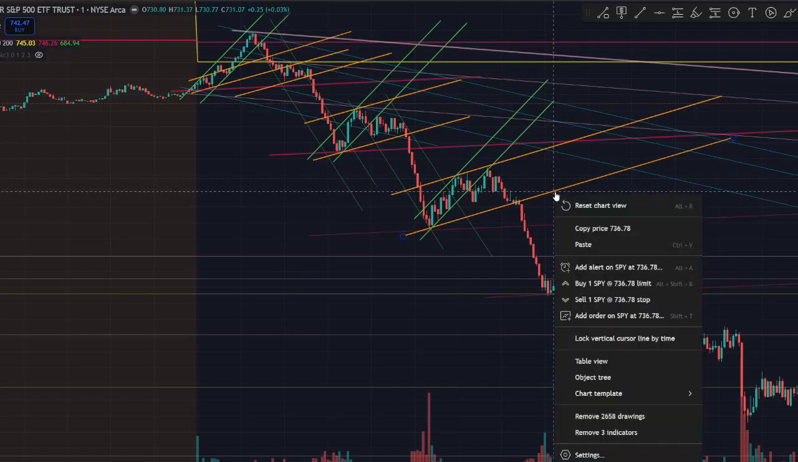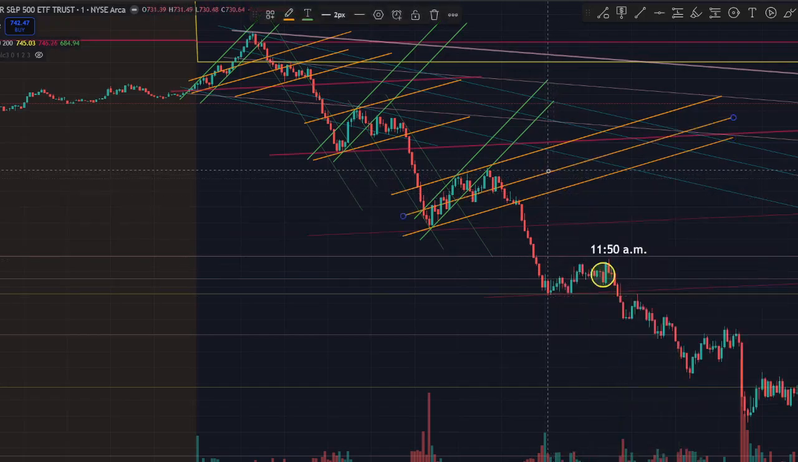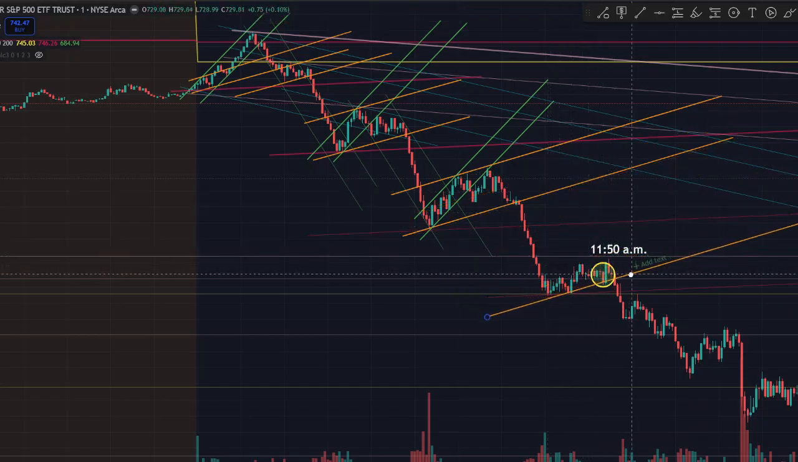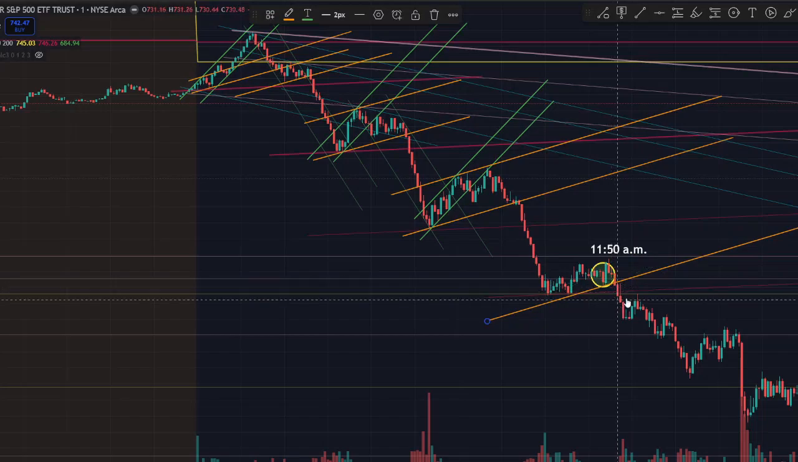So we chart the orange algorithm, and you see once the orange algorithm breaks, there's your break and retest. You could take a trade for the next leg down.